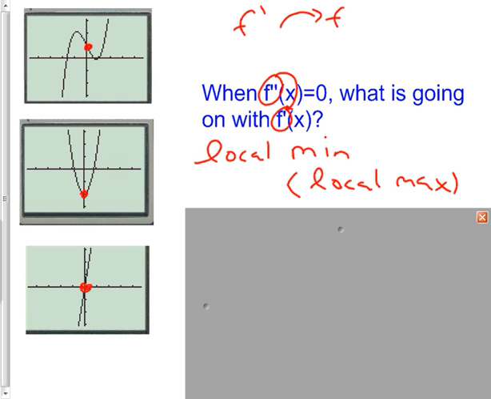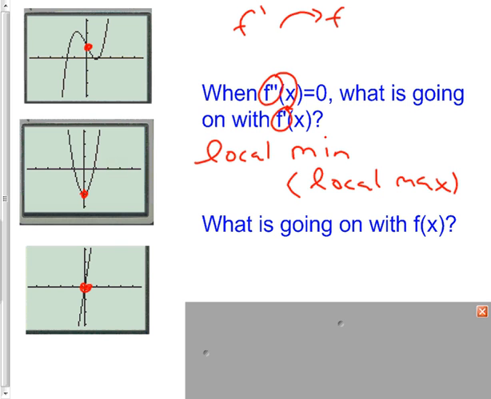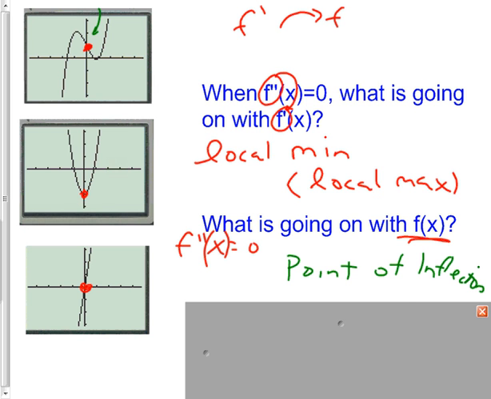All right, when f double prime of x equals 0, what's going on with the function itself? Well, what's going on right there? What does that look like? Something we've been talking about. There we have a point of inflection. So anytime where the second derivative equals 0, the function itself is going to have a point of inflection.